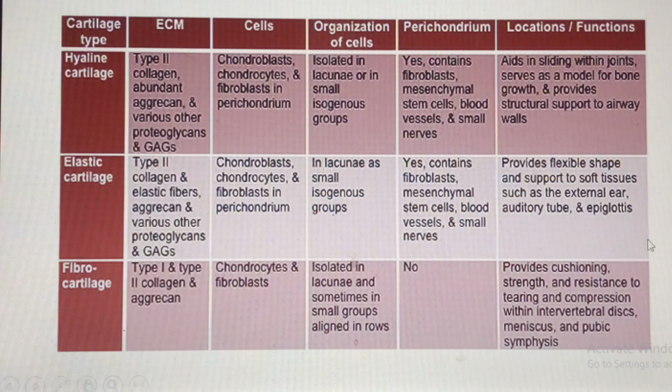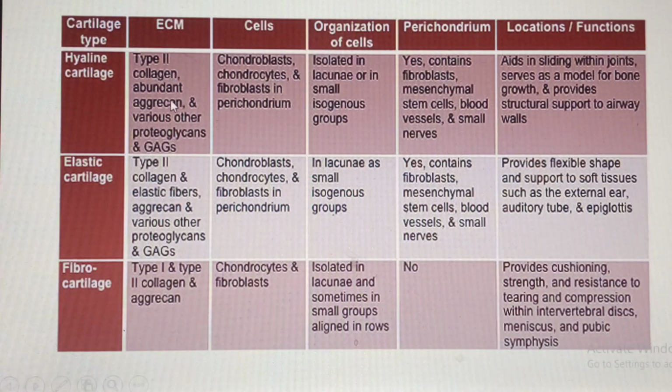So having seen these three kinds of cartilages, hyaline cartilage, elastic cartilage, and fibrocartilage, let's do a small comparison. If you look at the extracellular matrix in the case of hyaline cartilage, it will of course have collagen type 2 mainly. Apart from that, it will have type 6, type 9, type 10, and of course type 11.